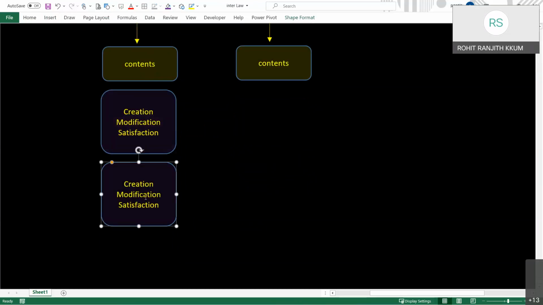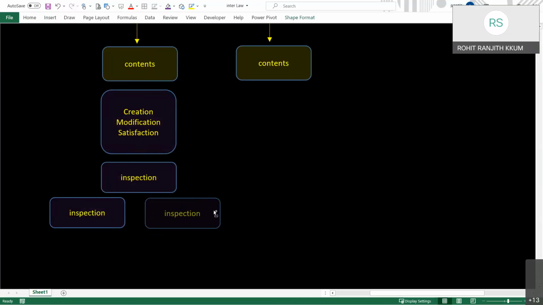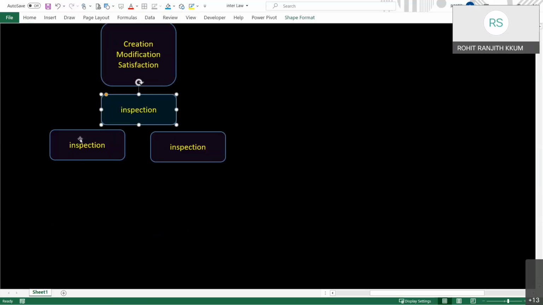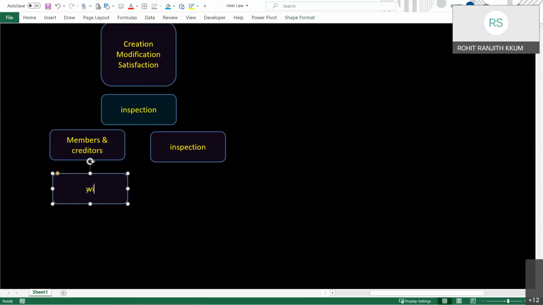So creditors, actually, if you put it like this, this inspection part we can categorize into two parts, part number one and part number two. As far as members and creditors are concerned, without fees during business hours, they can inspect it.